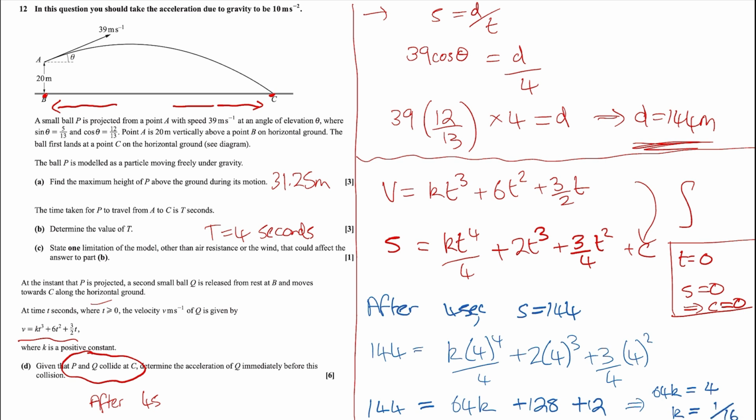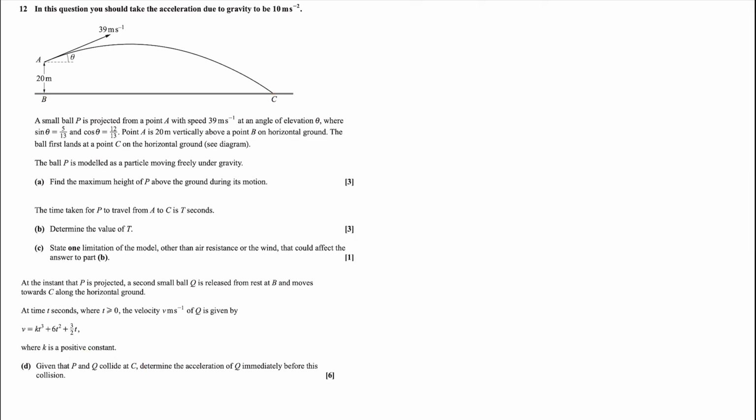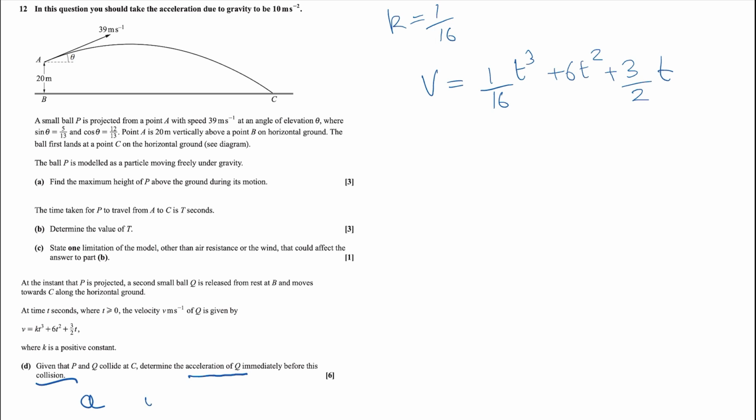Okay, this is good. I'll just wipe this off and then we'll write down what we've got. So we've just worked out that k equals 1 over 16. We know that v is now 1 over 16 t cubed plus 6t squared plus 3 over 2t. Good. So we now want the acceleration of Q immediately before the collision. In other words, we want to work out a when t equals 4.